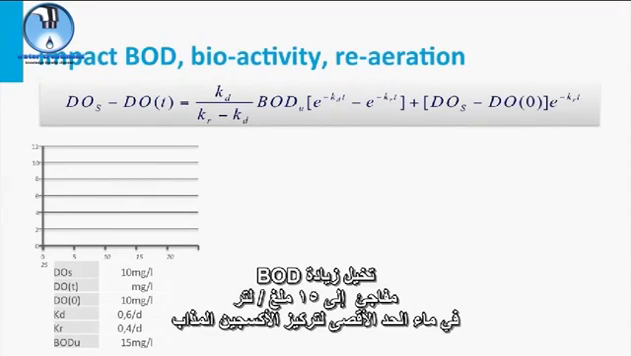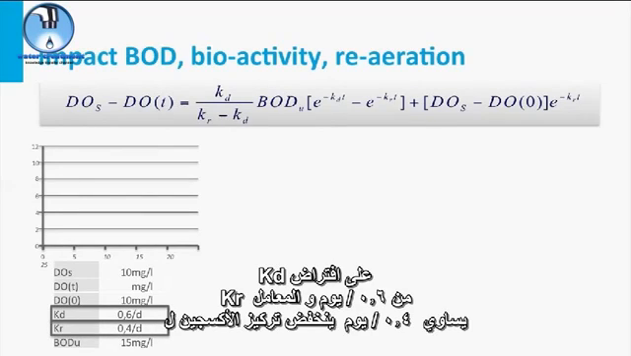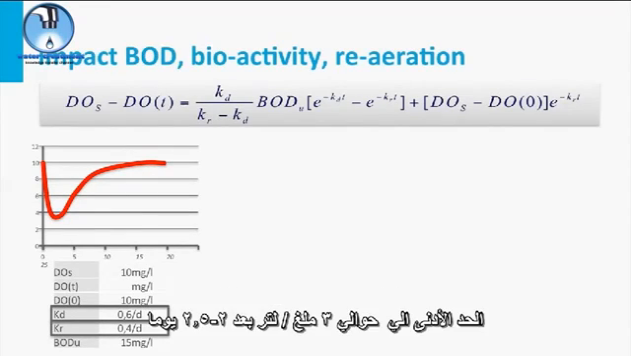Now imagine a sudden BOD increase to 15 milligrams per liter in water with a maximum dissolved oxygen concentration of 10 milligrams per liter. Assuming a Kd of 0.6 per day and a Kr of 0.4 per day, the oxygen concentration drops to a minimum of about 3 milligrams per liter after 2 to 2.5 days.